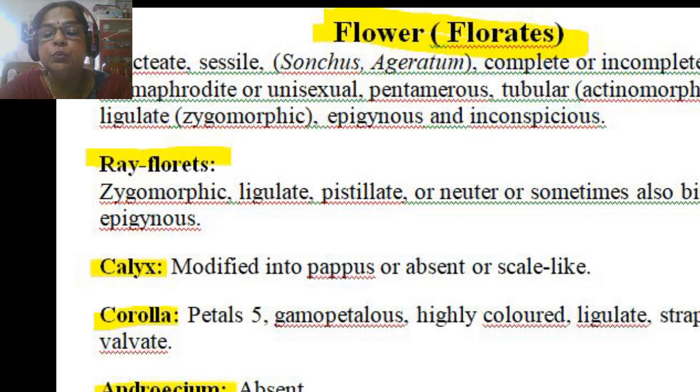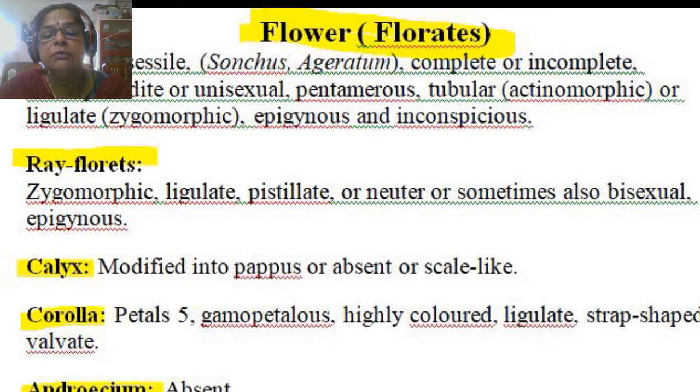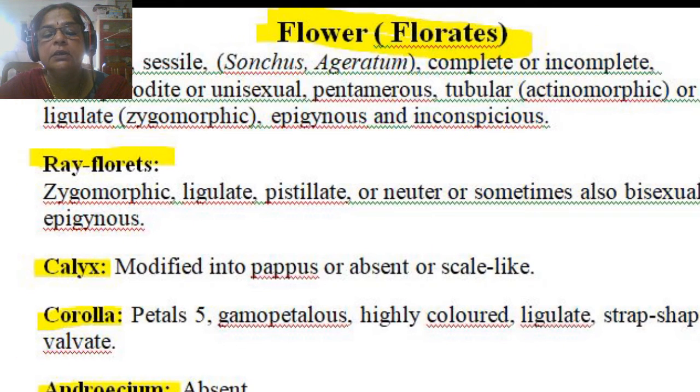Pentamerous, tubular, which is present in the center, that is the actinomorphic flowers, they are tube-like structures, tubular. On the periphery, the ligulate flower, which is zygomorphic, is present. All florets are epigynous. The ovary is inferior, all flowers are epigynous and inconspicuous. Inconspicuous means they are very small in size.